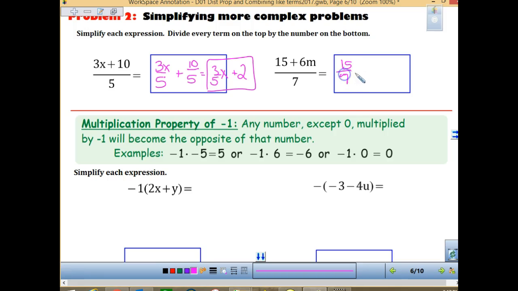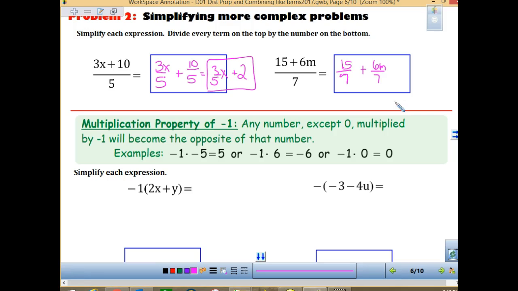Just divided by 7. Okay, keep going. Plus 6 and 7. Yes. Can I simplify either of those? No, that's it. We're done.